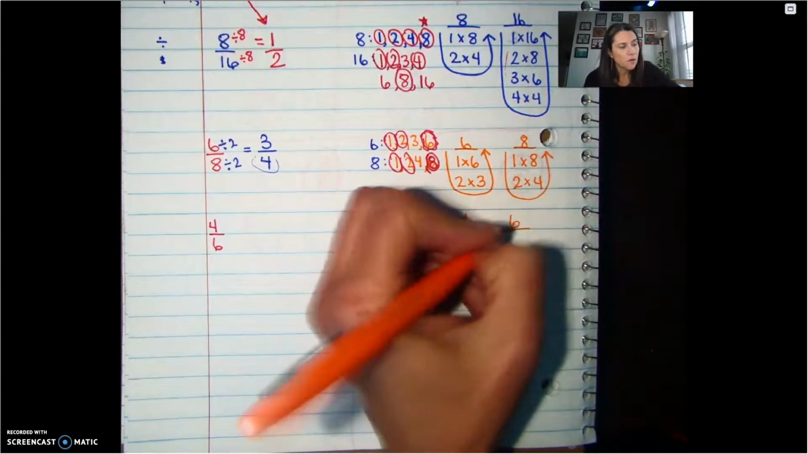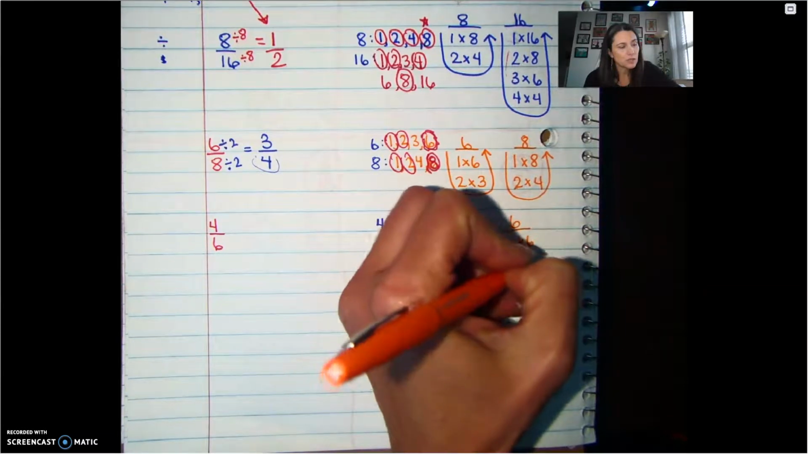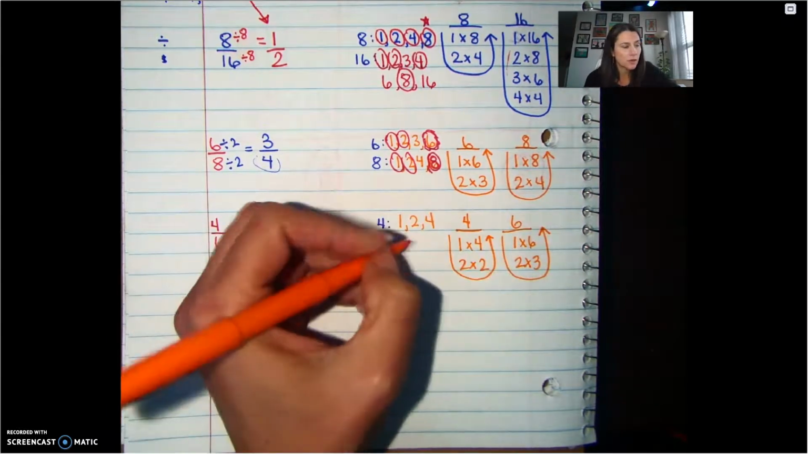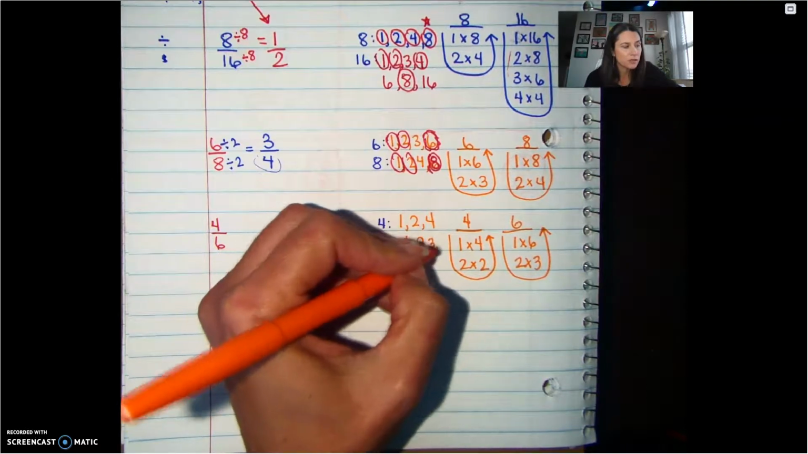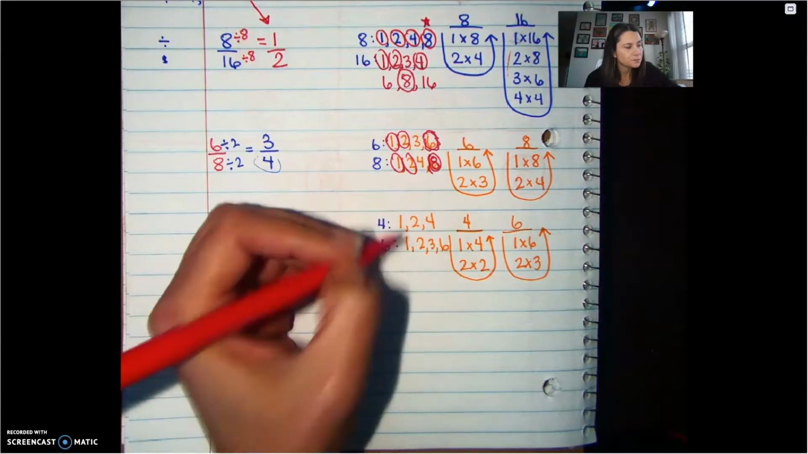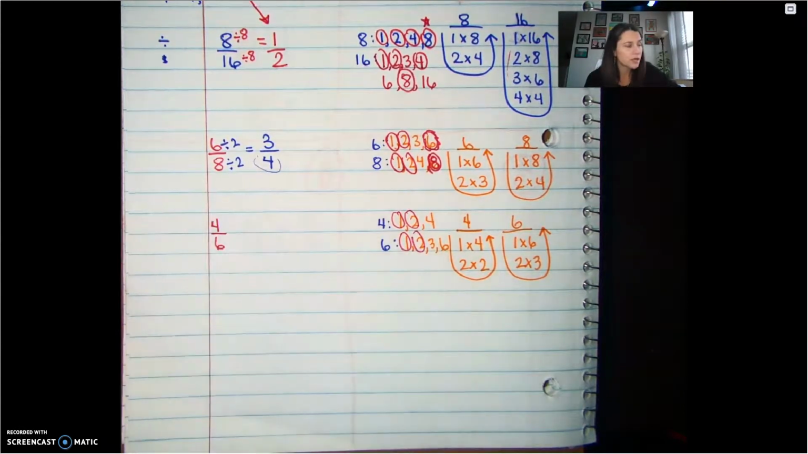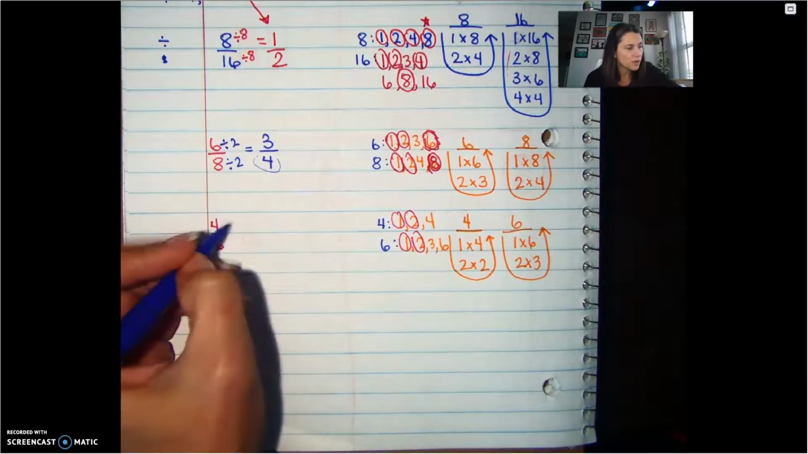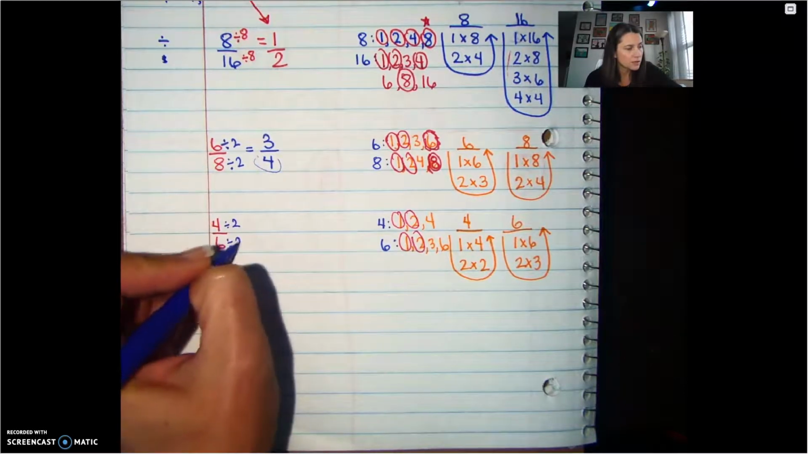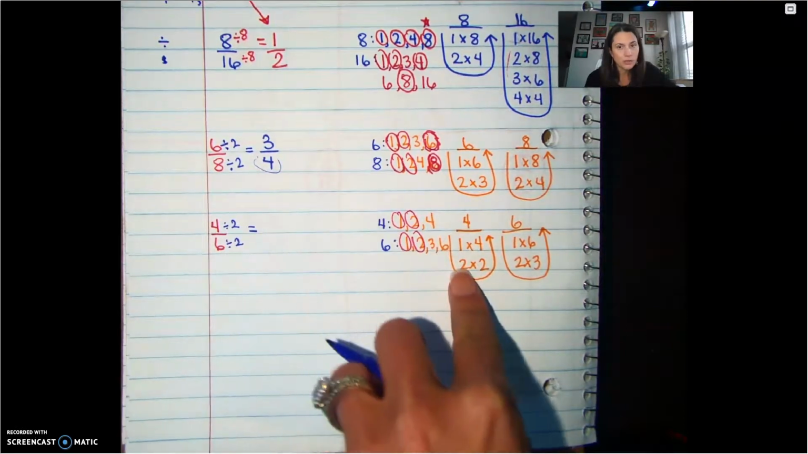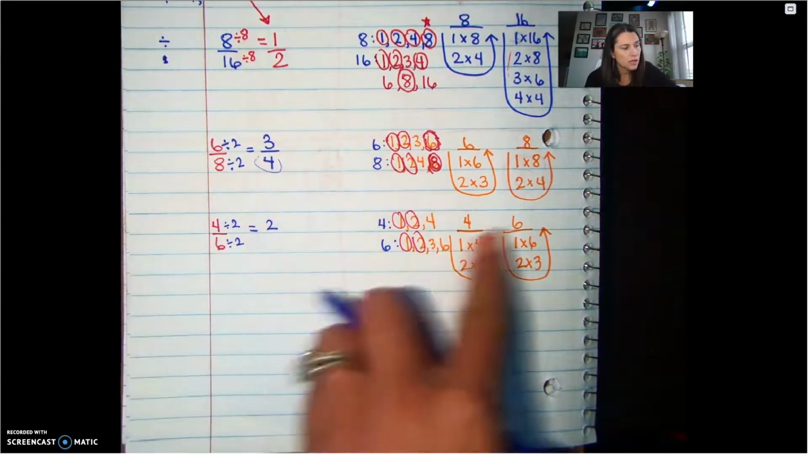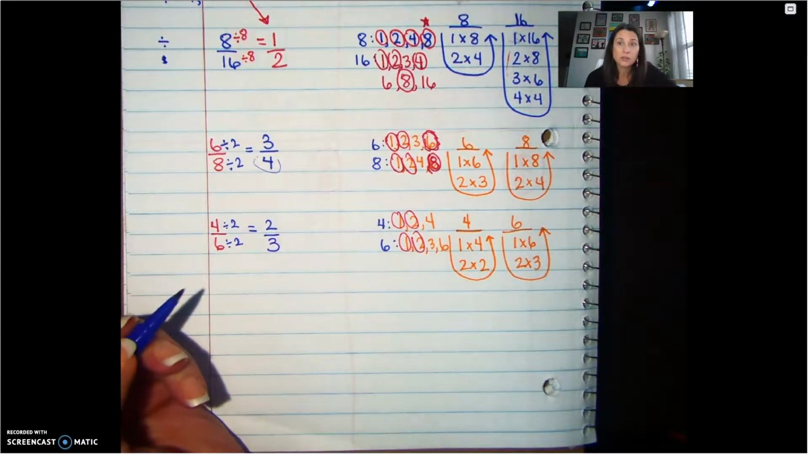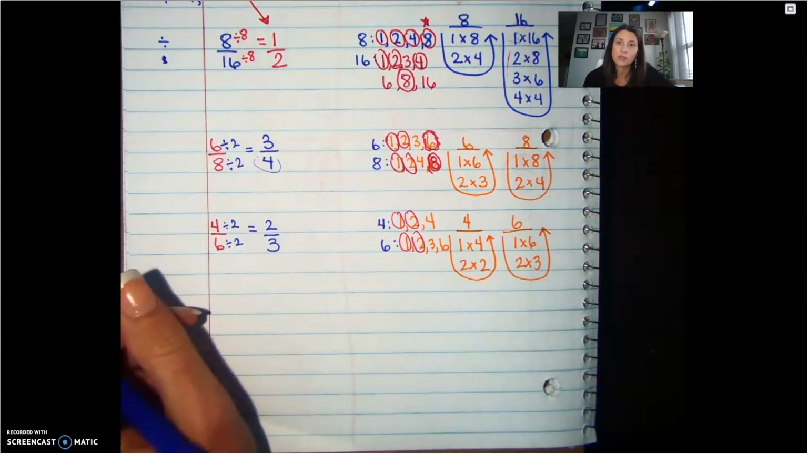And then we do 6. 1 times 6. 2 times 3. Draw our arrow. And remember, we want to do it in order because we need to write our numbers in order so it's easier to find our pairs. Circle the ones that are the same. 1, 2. 2 is the greatest common factor. And so that means 2 is the greatest one that they have in common, the biggest one. So that means we're going to divide by 2. 4 divided by 2 is 2. And 6 divided by 2 is 3. So the smallest equivalent fraction for this one is 2/3.